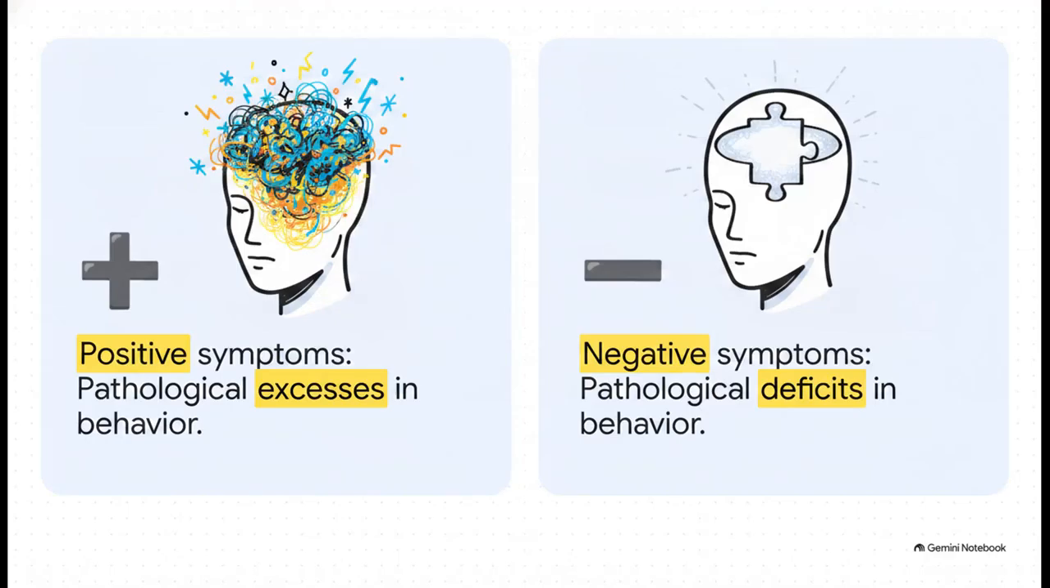Now, what's really interesting about this slide is the clinical terminology we use. When we say positive or negative symptoms, we are not talking about good and bad. Think of it more like basic math. Positive symptoms are pathological excesses, literally bizarre additions to a person's baseline behavior, like adding hallucinations or delusions. Negative symptoms, on the flip side, are pathological deficits. That's a subtraction of normal behaviors, like losing the ability to express emotion or a severe poverty of speech.